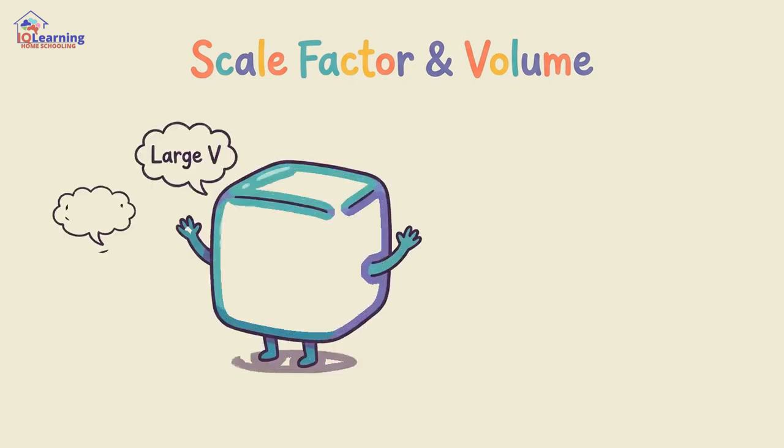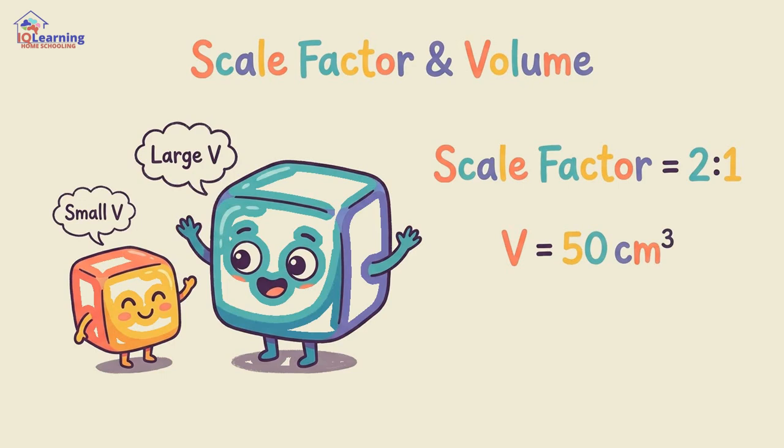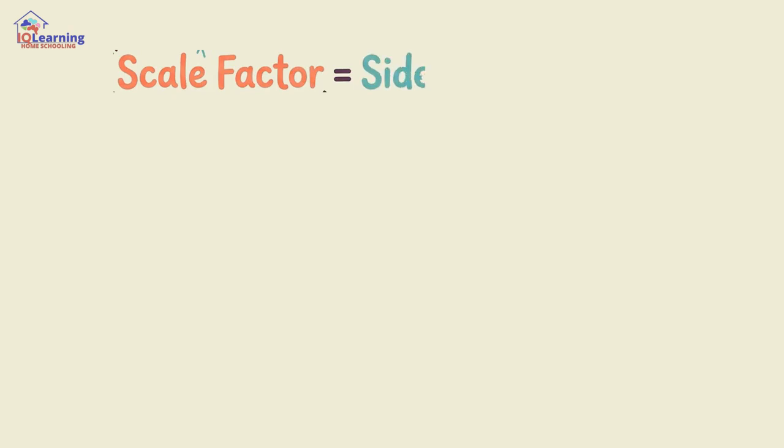Here's the problem. We have two similar solids. The scale factor is 2 to 1, and the smaller volume is 50 cubic centimeters. We need the larger volume. First, be careful. That 2 to 1 scale factor only describes the side lengths. It does not describe the volume directly.